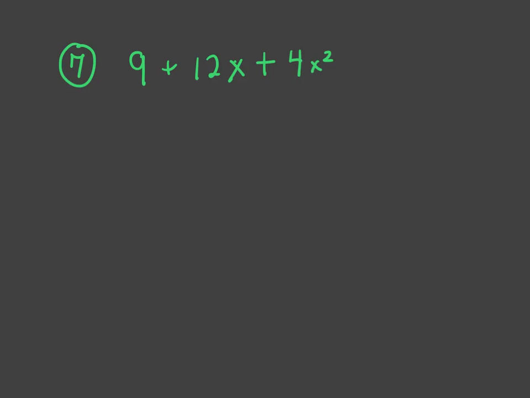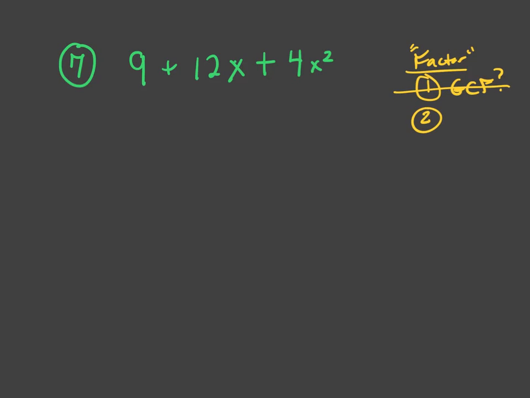Number 7, 9 plus 12x plus 4x squared. Still go through your normal steps when it says to factor the given polynomial. You see the word factor, start with greatest common factor. 9 and 12 have a 3 that you can take out, but 3 doesn't go into 4. Nothing in common to all these.